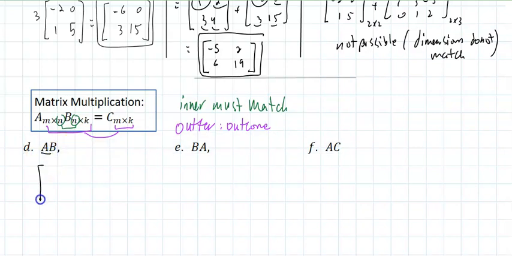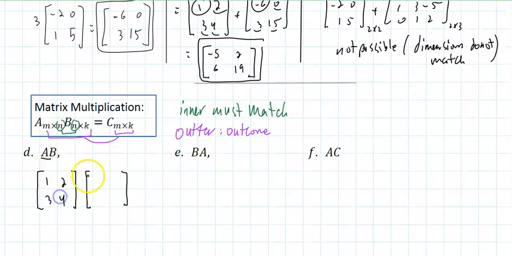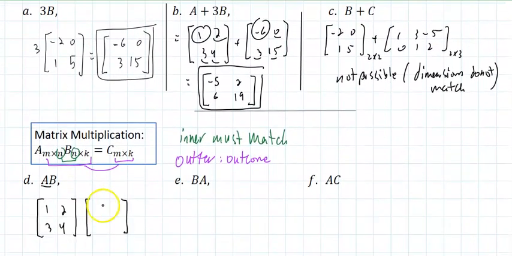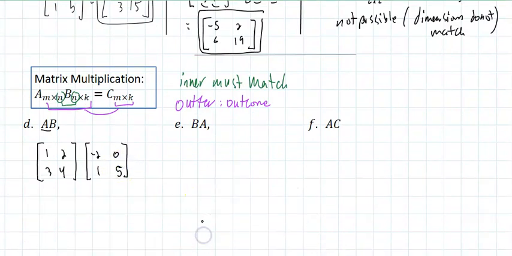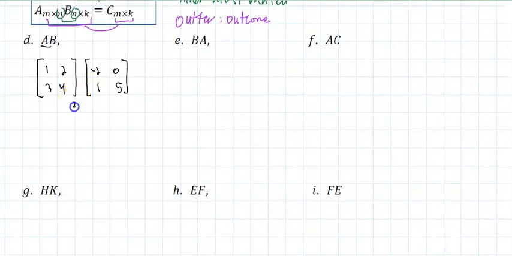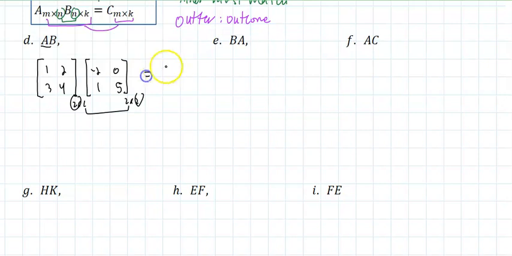So, not as simple in the beginning, but let me start. AB. So A is a 2 by 2. B is a 2 by 2. A is 1, 2, 3, 4. B is negative 2, 0, 1, 5. Let me make sure I copied that right. I did. So, to get this going, this is how it works. This is a 2 by 2. This is a 2 by 2. The inners are 2 by 2. The outcome is a 2 by 2. That's going to help me figure out what this would be. And let me show that really quick. I'm going to put it next to it. And this is how I figure this out. This is a 2 by 2.